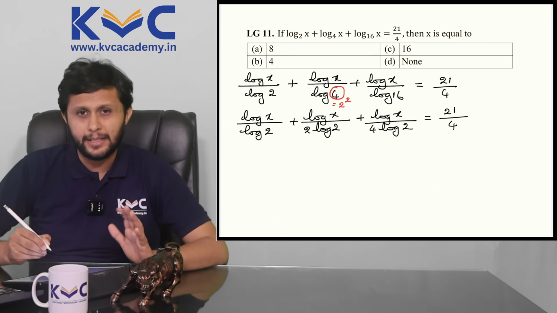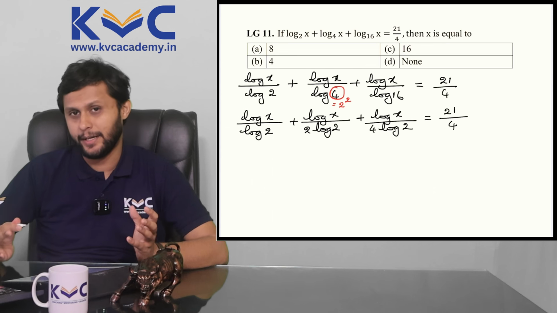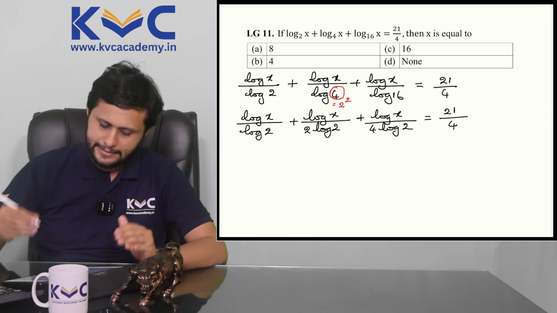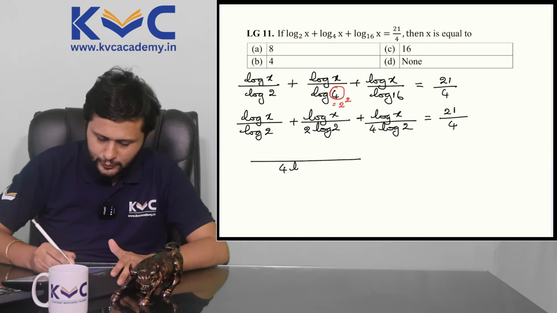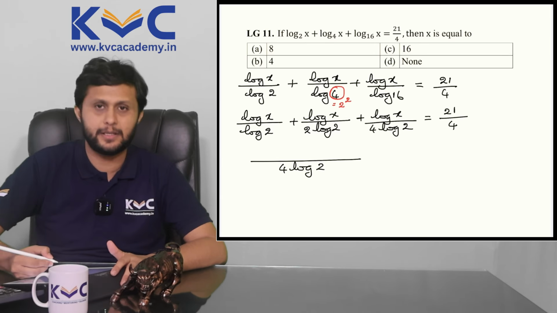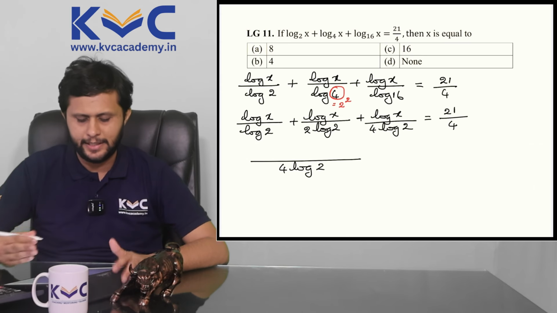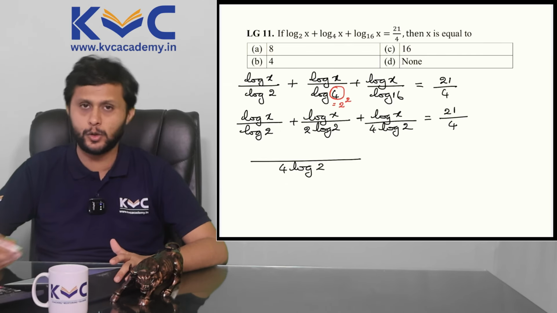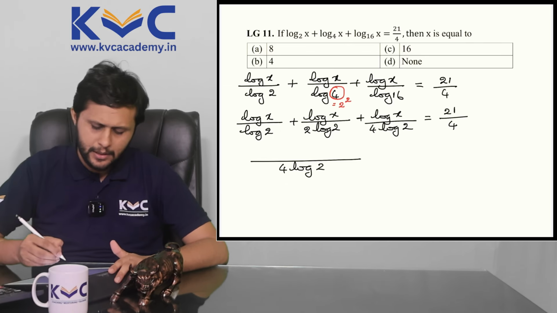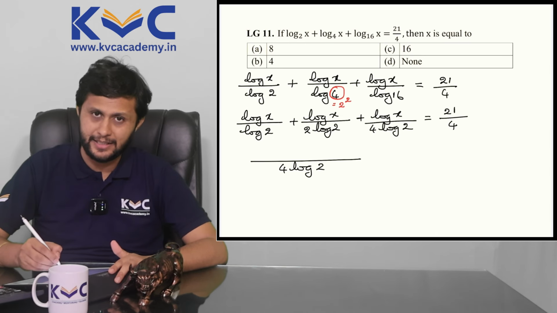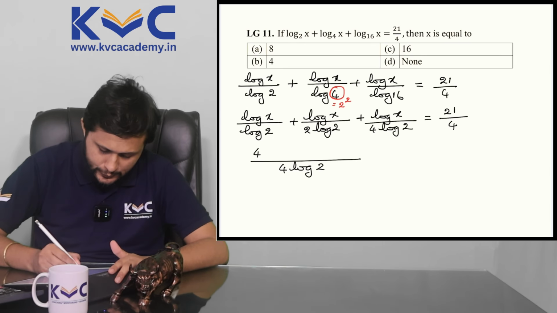What did we do in other chapters where we had different denominators, but we wanted to add them? Same over here also. We need to take the LCM. The LCM will be 4 log 2. 4 log 2 is the LCM for all these three. Log 2 is there, 2 log 2 is there, 4 log 2 is there. Common one is 4 log 2. For the first one, out of 4 log 2, log 2 is already there. So you have to multiply with 4.